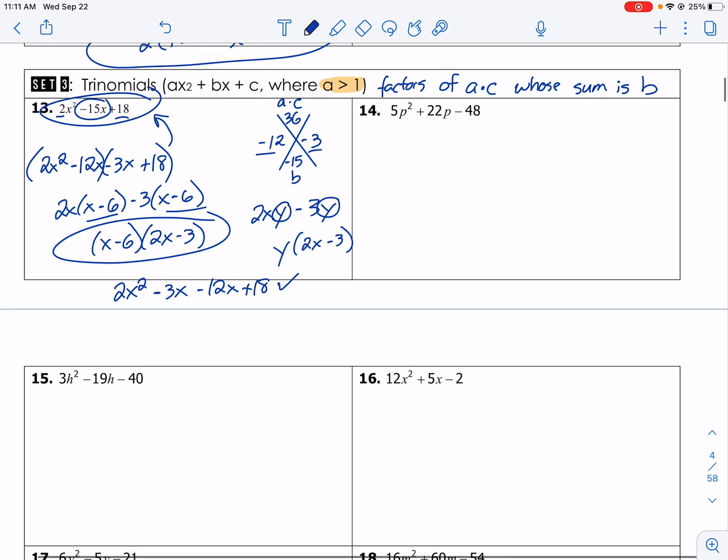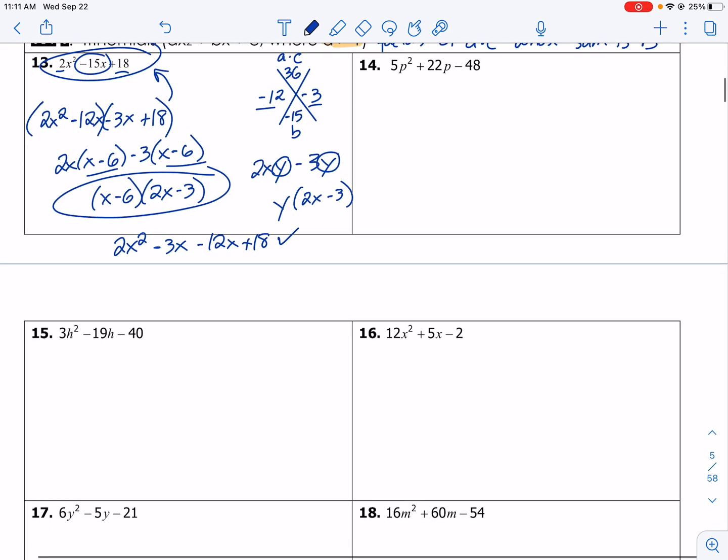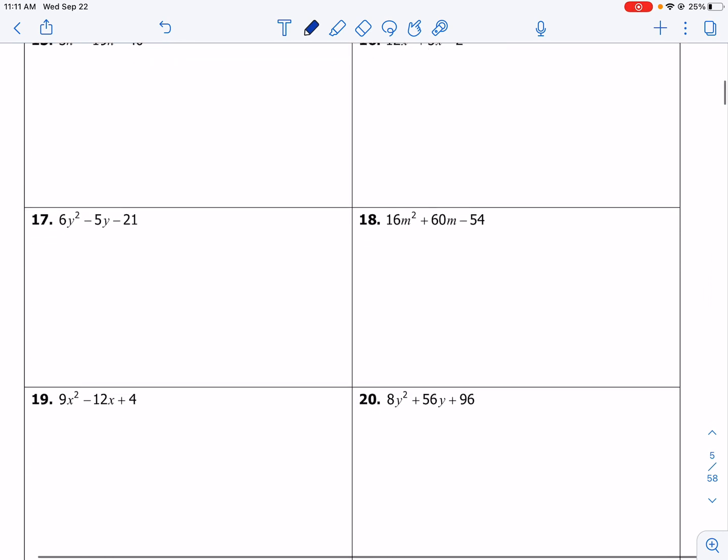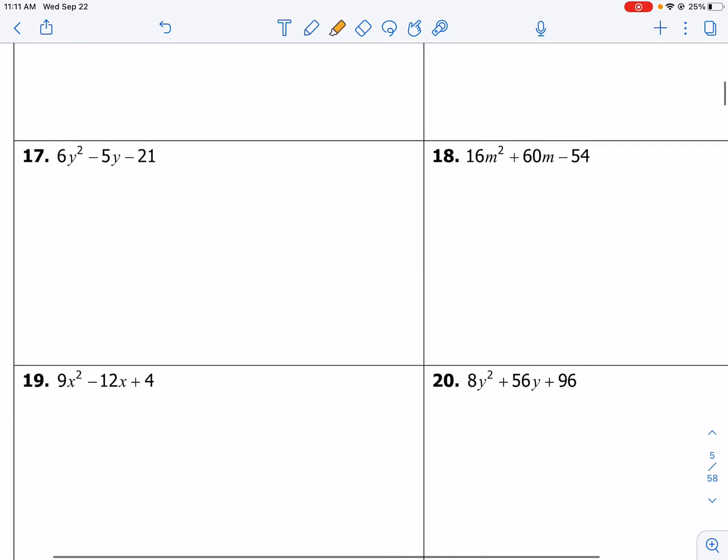All right, let's have you just try one of these on your own, and then we have our last type of polynomial to factor. Why don't you try 17? Go ahead, let's pause the video and work it out. You're looking for factors of negative 126 that sum to negative 5. Go ahead. Okay, it should have been negative 14 and 9.